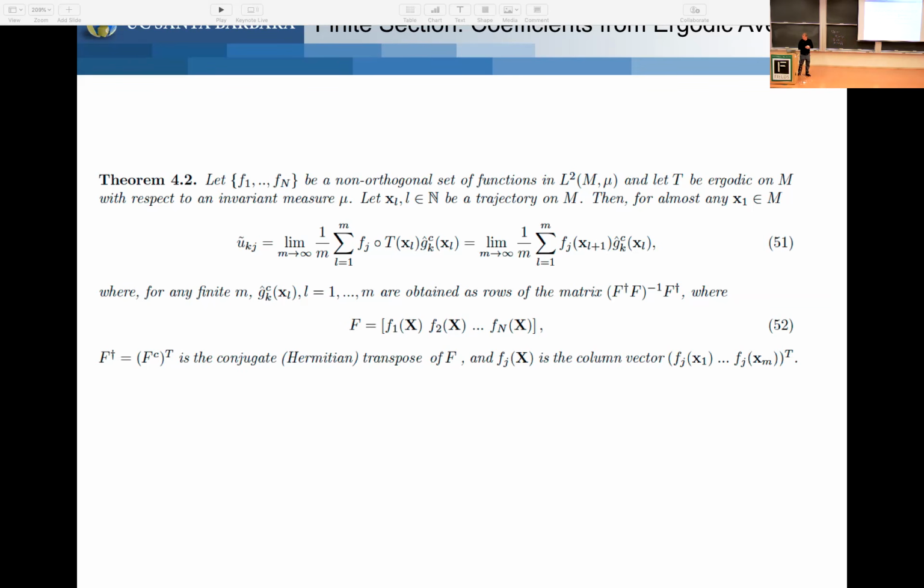Now, of course, this is easier to couch in the matrix sense. So these g_k coefficients are obtained as this matrix (F dagger F) inverse F dagger. If anybody recognizes the Moore-Penrose? Yes.